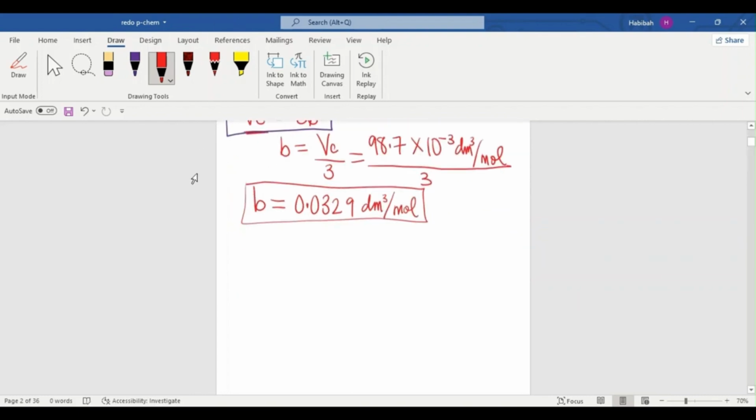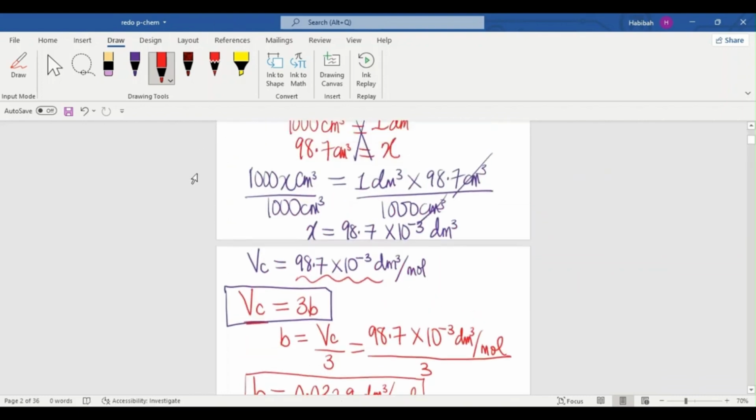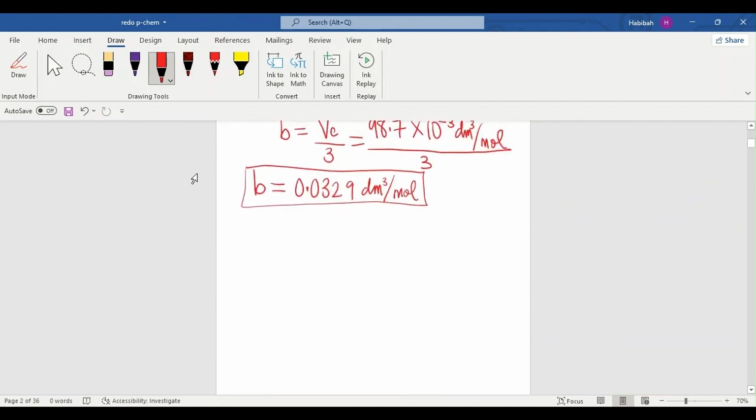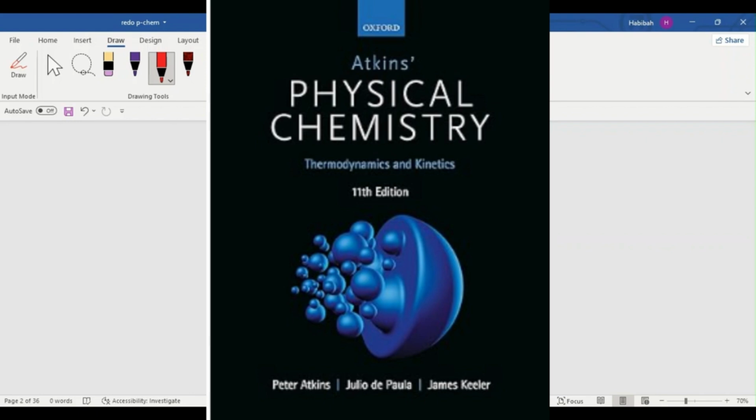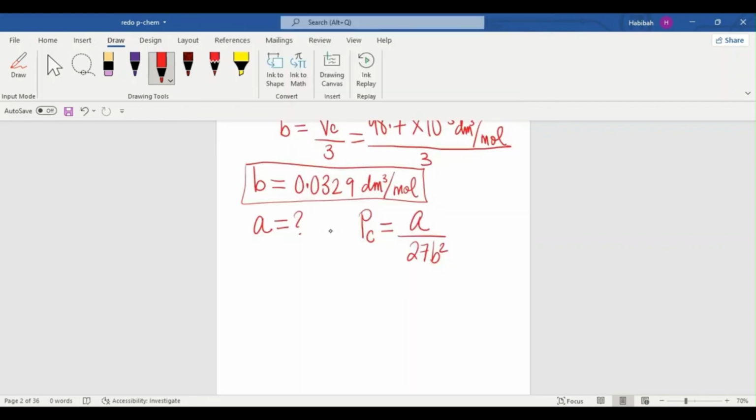Now that we know the value for B, we can go on to solve the value for A. And to get A, we have to use another piece of information. The other information we use is the critical pressure. The formula for critical pressure for a van der Waals gas is A divided by 27B squared. All of this information is in the Physical Chemistry Atkins textbook, and I believe also the way it's been derived. So yeah, that's it.